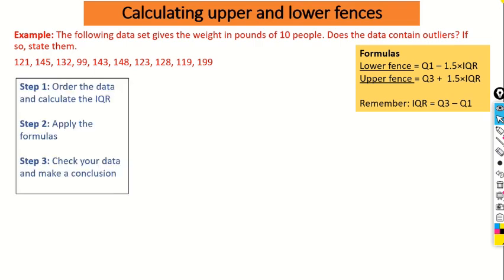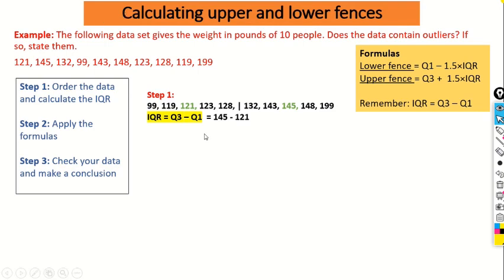So there are 3 steps. First, we're going to be ordering our data and calculating the IQR, so ordering it from minimum through to maximum. Then we're going to apply these formulas up here to determine our fences. Then we'll be checking our data and seeing whether any data points lie on the fence or beyond or below those fences, and make a conclusion as to if there are any outliers.